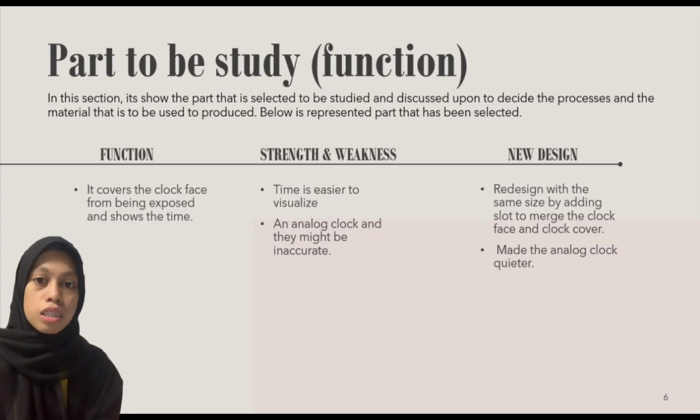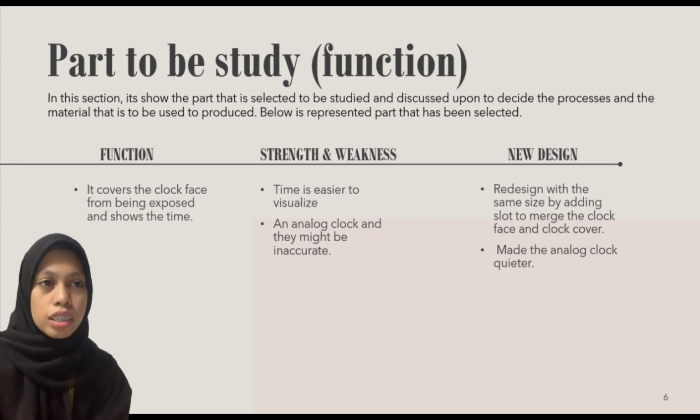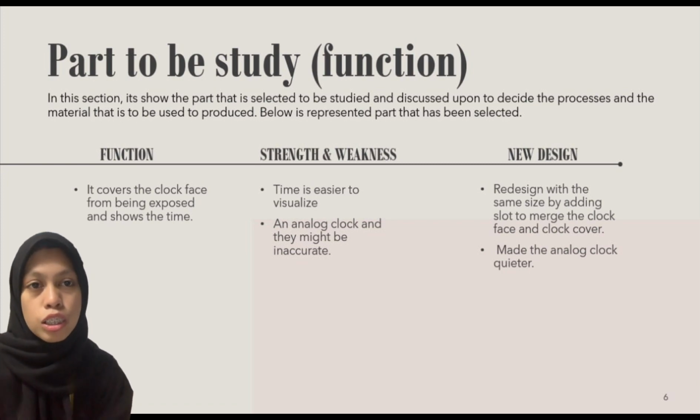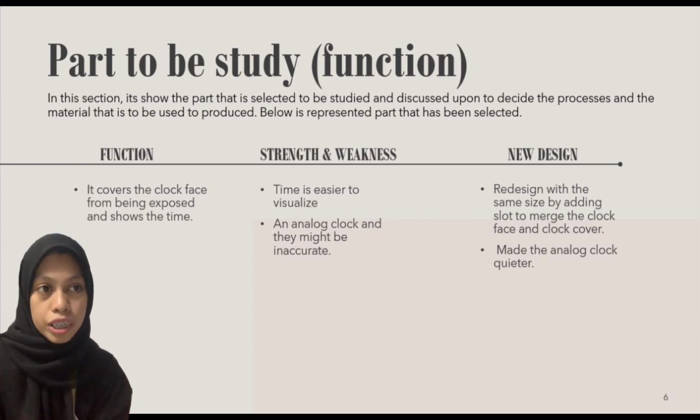So this is the part to be studied. In this section, it shows the part that is selected to be studied and discussed upon to decide the processes and the material that is to be used to produce it. Below is the part that has been selected. Function: it covers the clock face from being exposed and shows the time. Strength and weakness: time is easier to visualize, but an analog clock might be inaccurate.